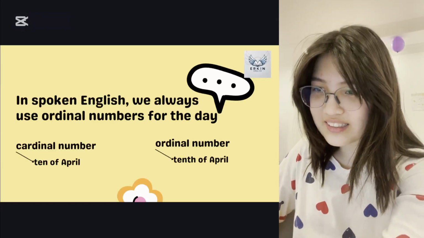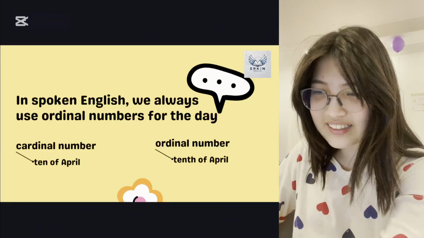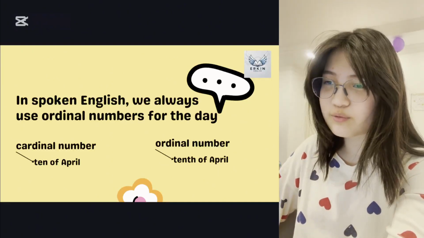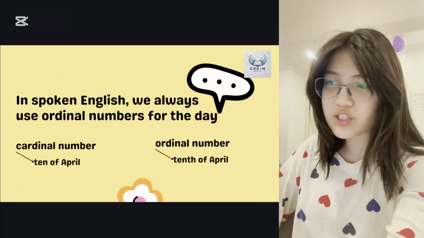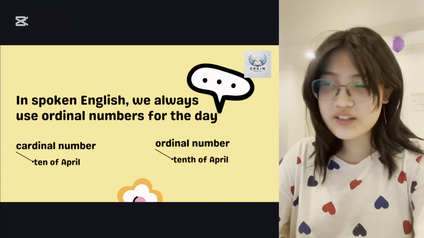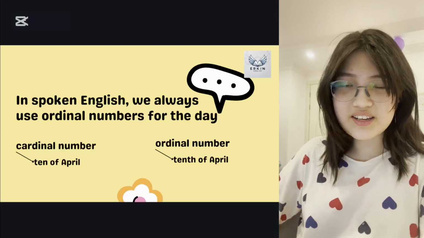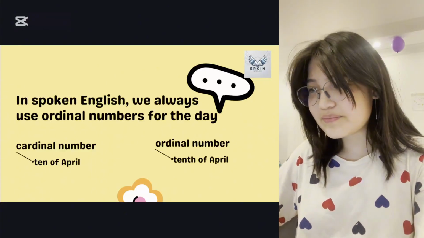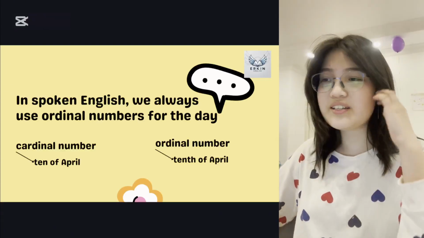And here you can see in the example that it says 10 of April, which is wrong. Instead of 10, we need to use an ordinal number, which is used for numerating. For example, first, second, third, 10th. And here in this example, instead of 10, we use 10th.